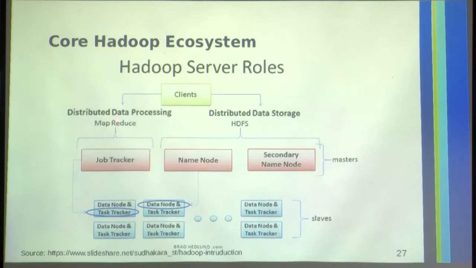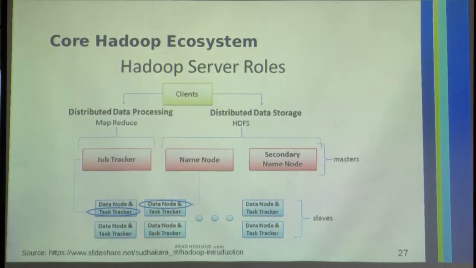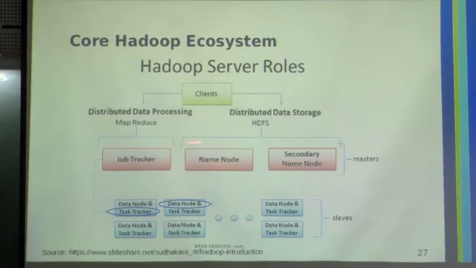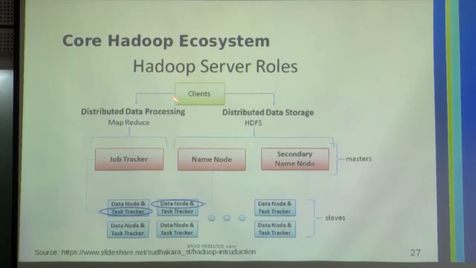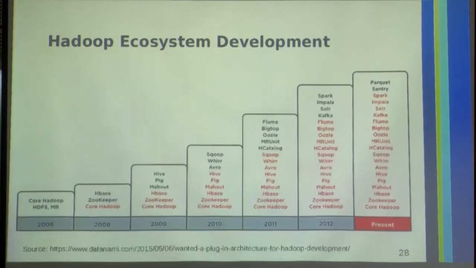And then the client here, clients can connect and they can store data, or submit jobs and get results back, right? So maybe only these nodes are visible to the client, and all of these nodes are sort of hidden. They don't necessarily see all of that.